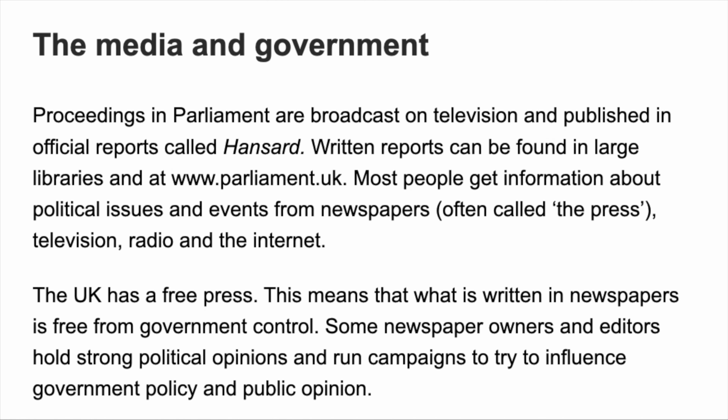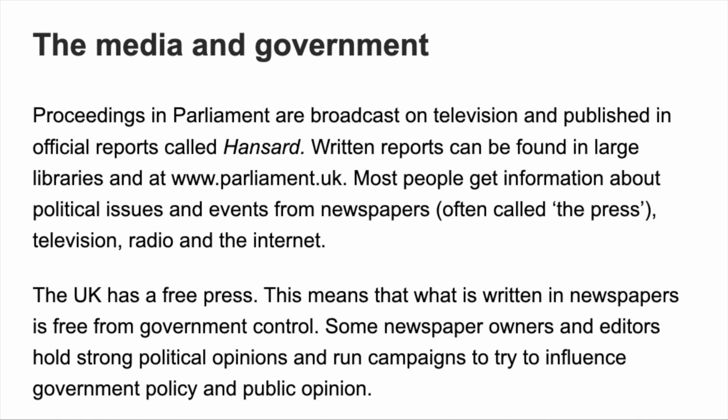The media and government. Proceedings in parliaments are broadcast on television and published in official reports called Hansard. Written reports can be found in large libraries and at www.parliament.uk. Most people get information about political issues and events from newspapers, often called the press, television, radio, and the internet. The UK has a free press.